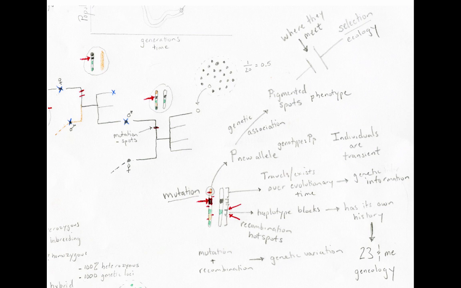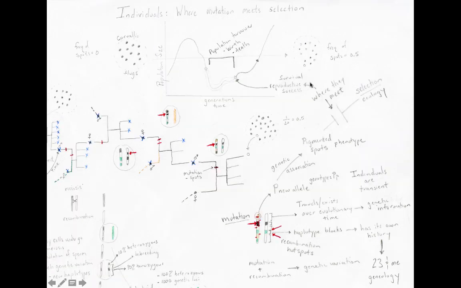And so selection is acting on the phenotype, the pigmented spots. So maybe the pigmented spotted slug is blending in with its environment better and is getting eaten by birds at a lower frequency than non-spotted slugs. All right, so that results in a differential in survival and therefore reproductive success. And that brings us back here.